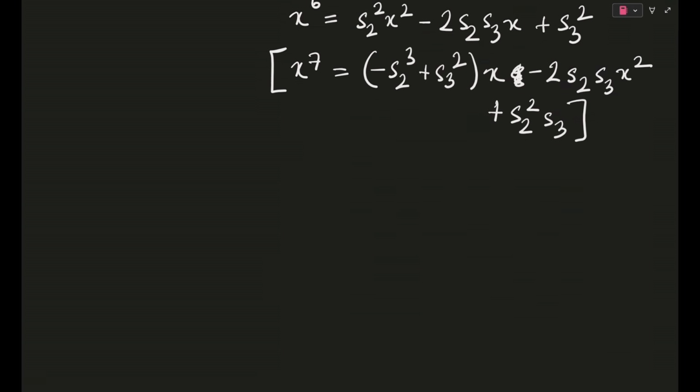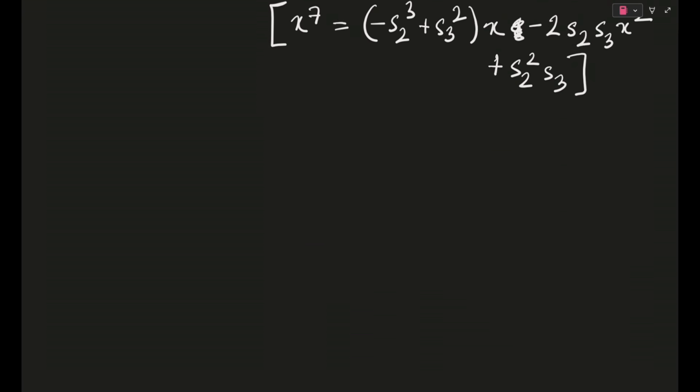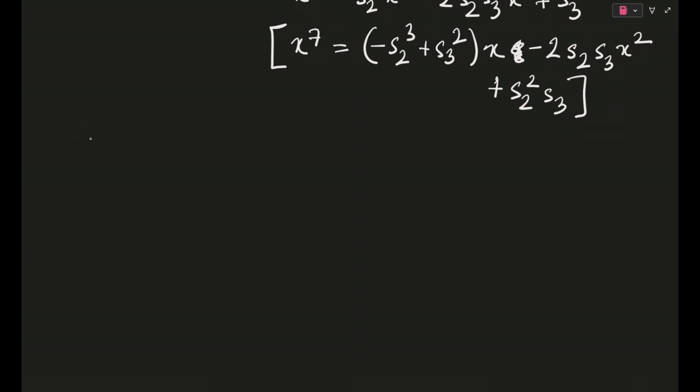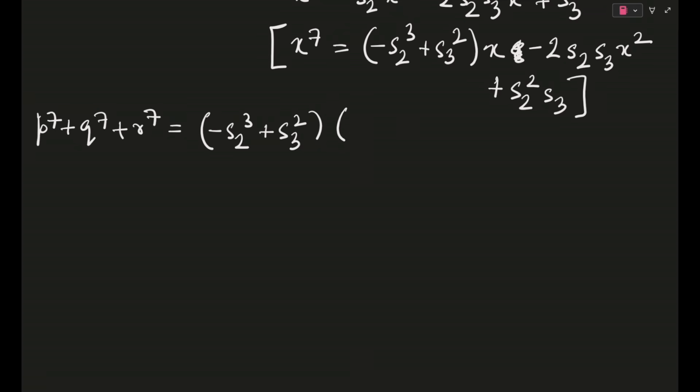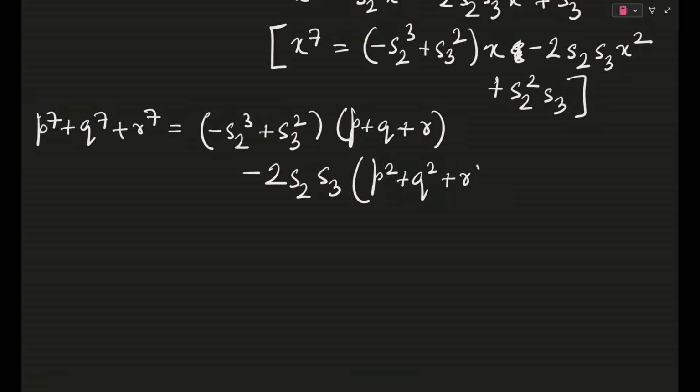So now if P, Q, R are all the roots, right? So if we add this particular equation for all P, Q, R, then we will get P power 7 plus Q power 7 plus R power 7 is equal to minus S2 cube plus S3 square, and this thing will be P plus Q plus R, minus of 2 S2 S3, and this will be P square plus Q square plus R square, and S2 square S3.